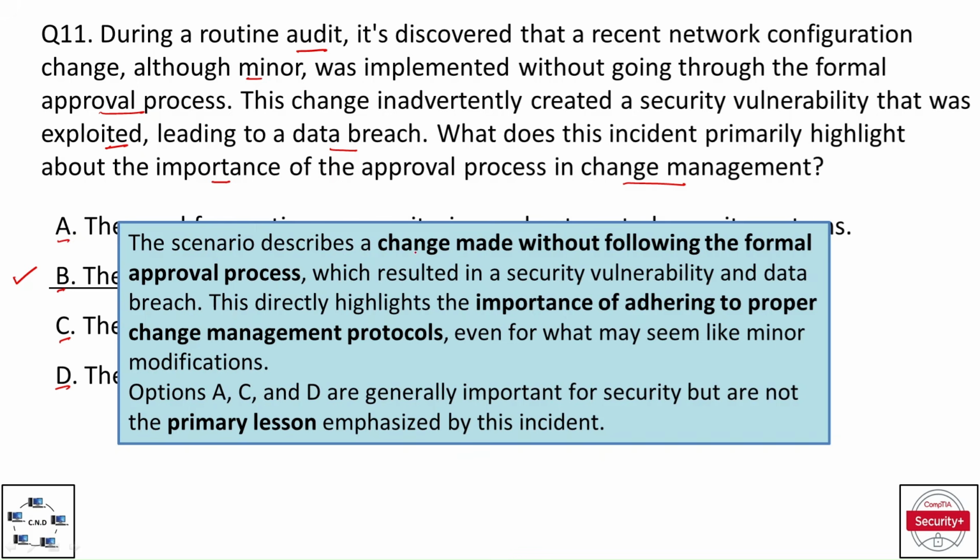The scenario describes a change made without following the formal approval process, which resulted in a security vulnerability and data breach. This directly highlights the importance of adhering to proper change management protocols, even for what may seem like a minor modification. Options A, C, and D are generally important for security but are not the primary lesson emphasized by this incident.